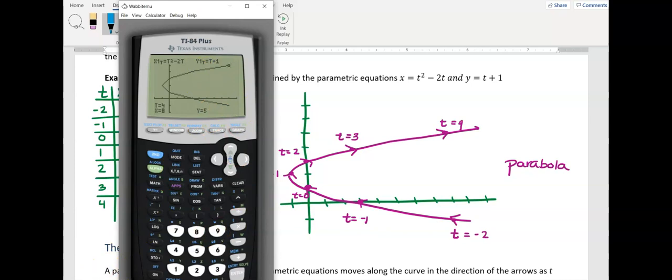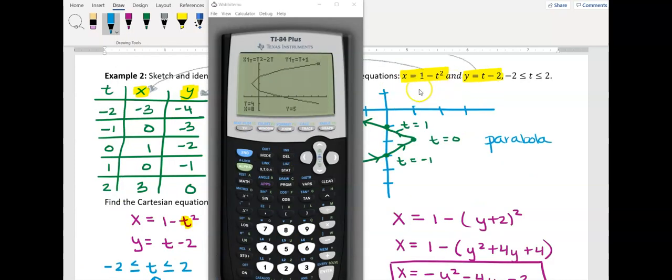Let's try another one. Okay, so this is example 2, and we're going to put these two equations into our parametric y equals. So clear out what we have in there and type in what we need. So 1 minus t squared for our first one, and t minus 2 for our second one.